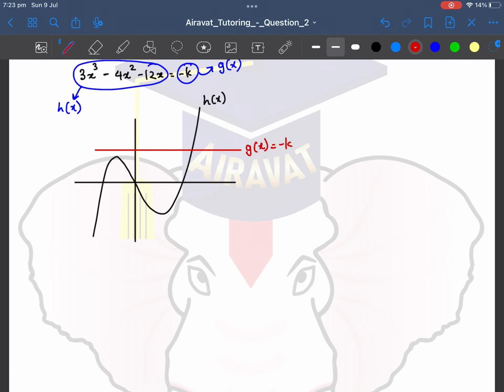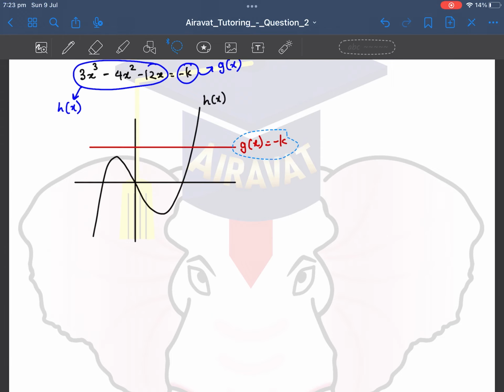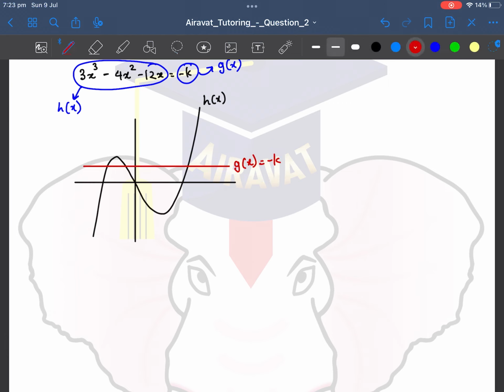Alright, so this is our graph for h of x and g of x. Now g of x is equal to minus k. This minus k means it's just a horizontal flat line, and this k value can move this graph up and down, translating it depending on the value of k. Alright, say that our graph is here. Now why did I do that? I'm going to explain that.